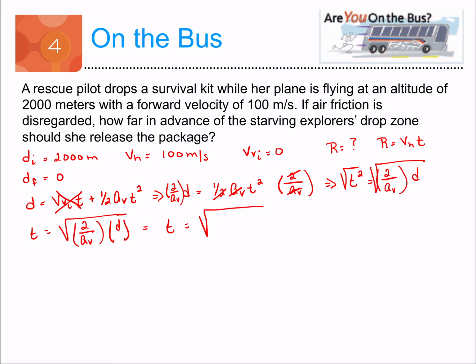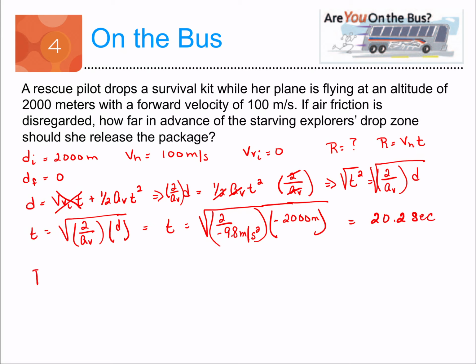So let's put some numbers in. T is going to be the square root of 2 over negative 9.8 meters per second squared times D, which is going to be negative 2,000 meters. Because remember, D is the change in vertical position. So it would be DF minus DI, which would give us negative 2,000 meters. Punch that in your calculator, and you should get 20.2 seconds.